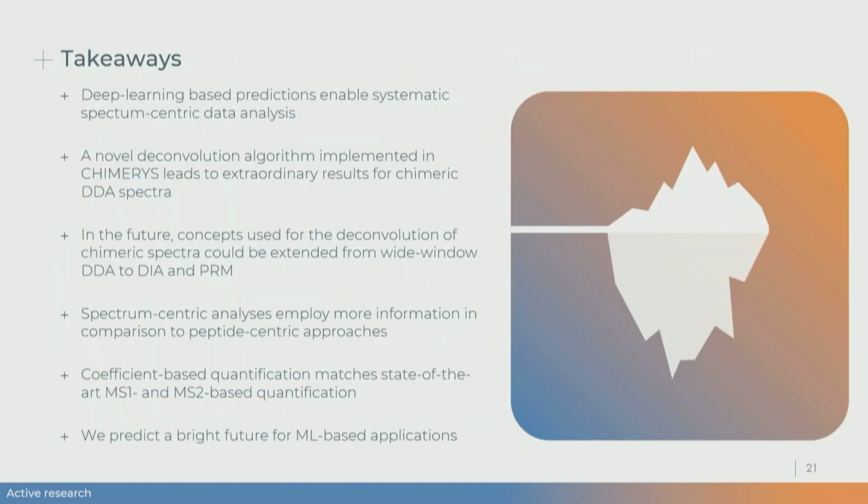And with that, I'm at the end. Just a couple of takeaways. I think I've shown you that Chimeras is very promising, not only for DDA, but also for DIA and PRM data. We can do deconvolution of spectra in a spectrum-centric fashion, and coefficient-based quant by tracing contributions over retention time. And I think I can concur with what was said yesterday in the DIA workshop, that we can predict a bright future for ML-based applications.